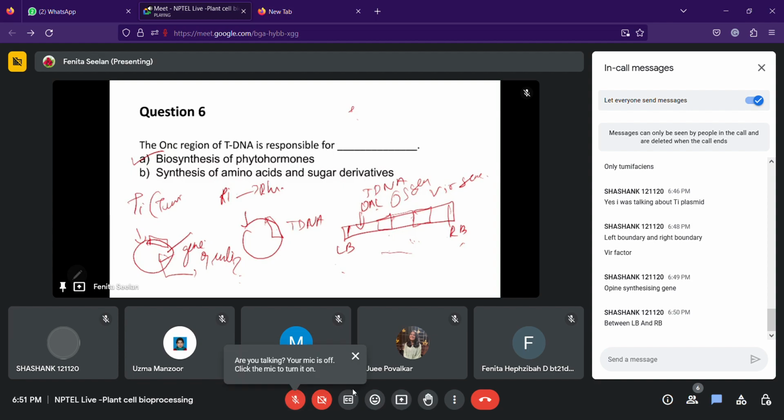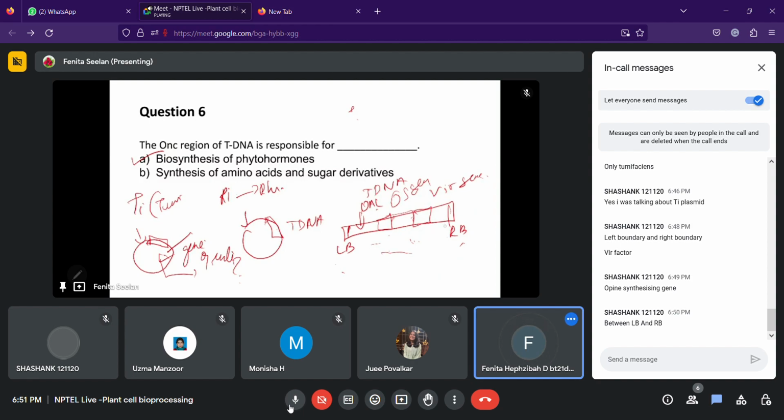Between your right border and left border. Okay, so Shashank is telling that between LB and RB, or you can keep it somewhere between here. That will be the best option. But you have to remove certain genes, na?